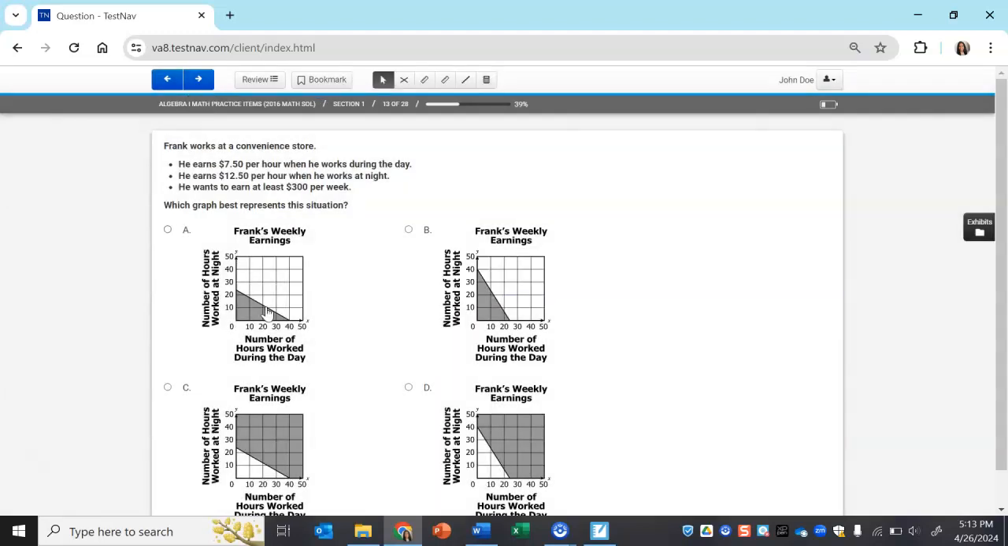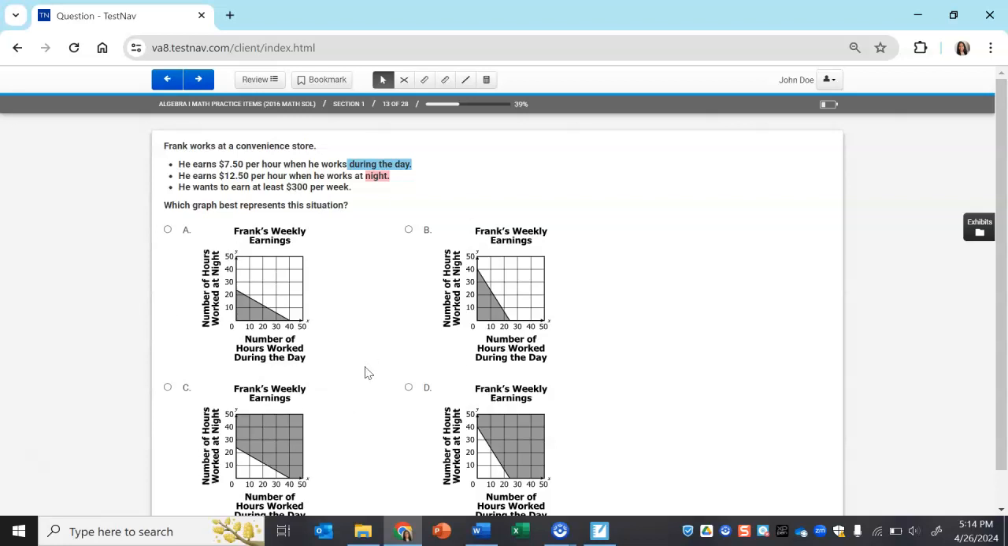Okay, this one. Frank works at a convenience store. He earns $7.50 per hour working during the daytime. Okay, I'm just going to put day right there. He earns $12.50 working at nighttime. So there's two different pay scales, so I'll use two different colors. He wants to earn at least $300 per week. At least 300. So basically, he wants to earn more than or equal to $300.